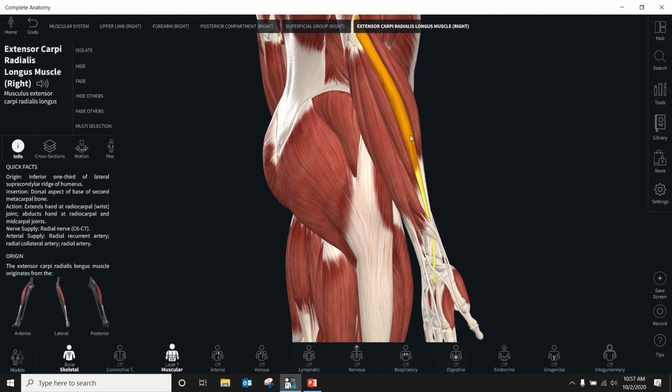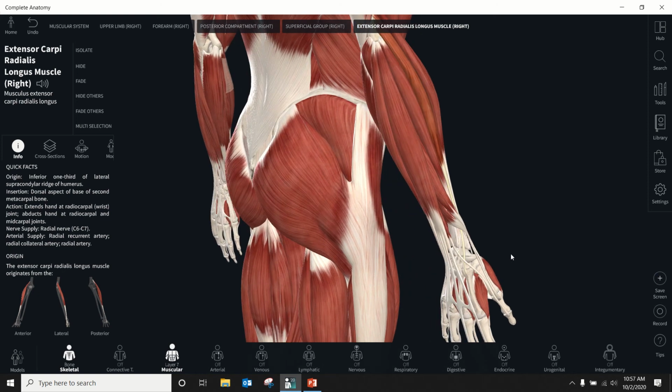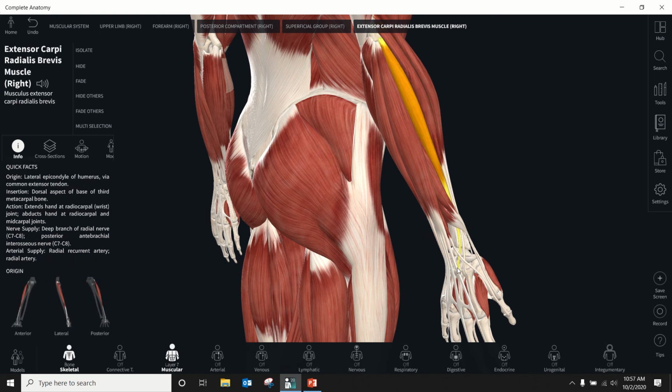So in the case of extensor carpi radialis longus, it's going to insert on the second metacarpal, the base of the second metacarpal. And so you can see that there. If I spin around a little bit, it becomes even more obvious. So that's your index finger. As opposed to extensor carpi radialis brevis, which inserts on the base of the third. And so that is there.